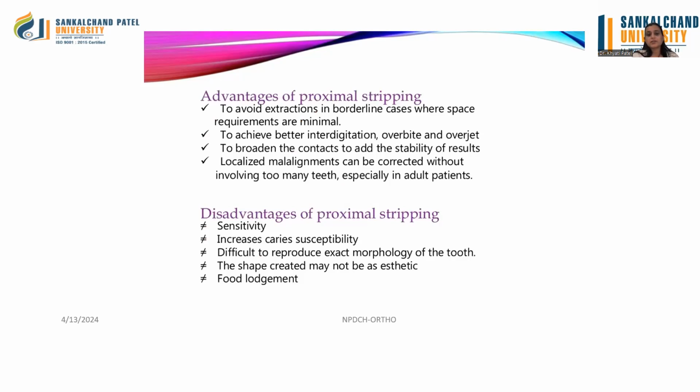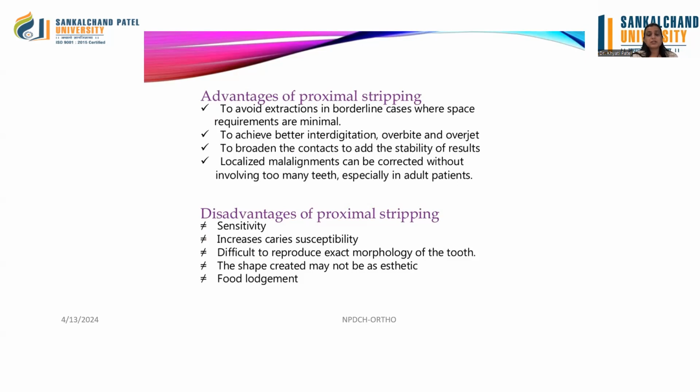We can avoid extraction in borderline cases. When there is a minimal space requirement, in this type of patient, we can avoid extraction. Second, to achieve better interdigitation, that is basically for overjet and overbite. Even when we just want to correct a minimal discrepancy in overjet and overbite, we can do stripping. Third one is to broaden the contact to add to the stability of the result. And the fourth one, localized malalignment can be corrected without involving too many teeth. So these are all the advantages of proximal stripping which we can get.